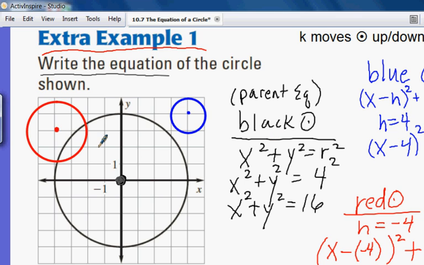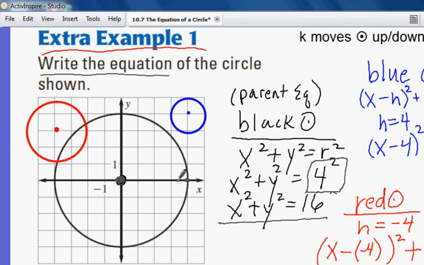I like to count in the x direction, so I start at the origin and count over: 1, 2, 3, 4. So it looks like our radius is 4. I will substitute 4 in for r in our equation, and I'll get x squared plus y squared equals 4 squared. Last step is to simplify that 4 squared into 16. So I have x squared plus y squared equals 16.